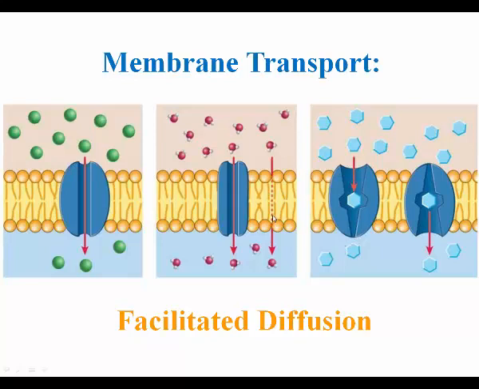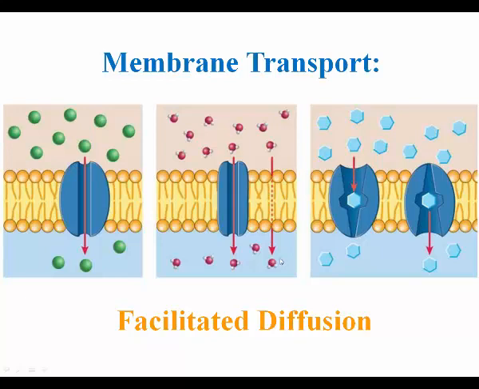The second type of membrane transport to look at is facilitated diffusion. This is a second form of passive transport, and passive transport means transport across the membrane that doesn't require an input of energy, or passage across the membrane by diffusion, so from an area of greater concentration to an area of lower concentration.